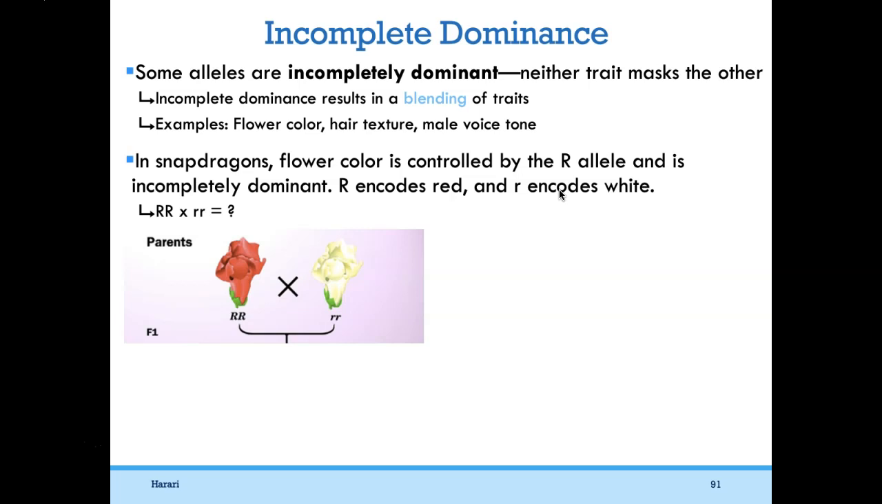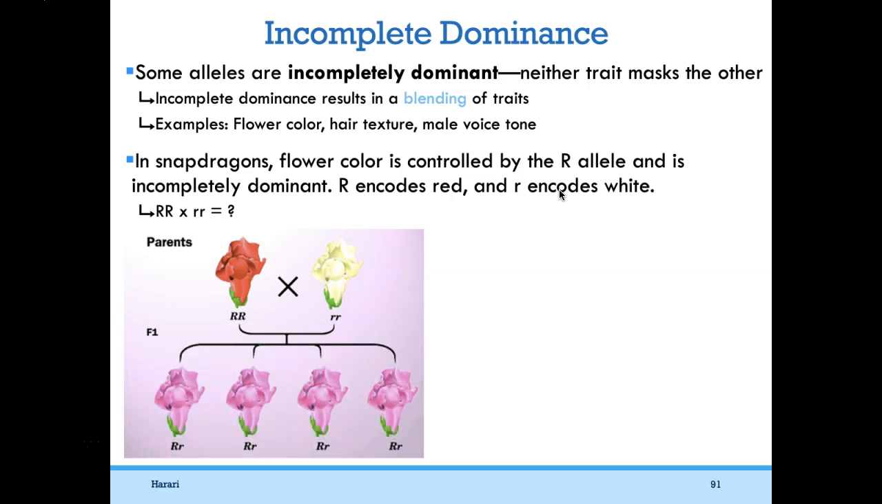Right, if you did the Punnett square, you would know that all the F1 genotypes would be big R, little r. And in incomplete dominance, big R, little r is pink, right? It's a blending of the two traits. So again, this is not like simple dominance.